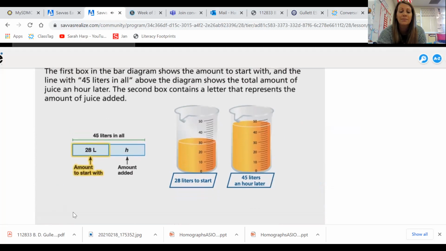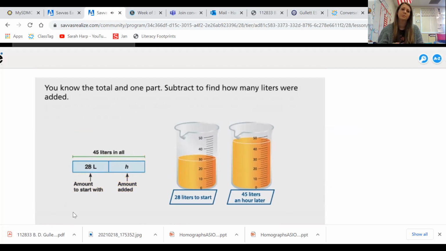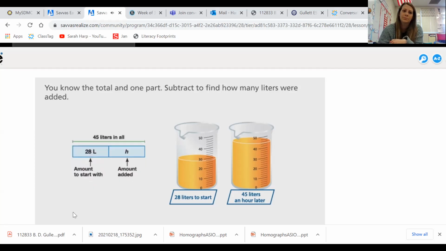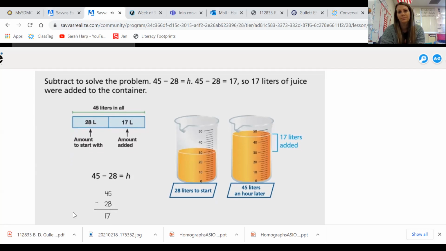The first box in the bar diagram shows the amount to start with, and the line with 45 liters in all above the diagram shows the total amount of juice an hour later. The second box contains a letter that represents the amount of juice added. You know the total and one part. Subtract to find how many liters were added. Subtract to solve the problem. 45 minus 28 equals h. 45 minus 28 equals 17. So 17 liters of juice were added to the container.